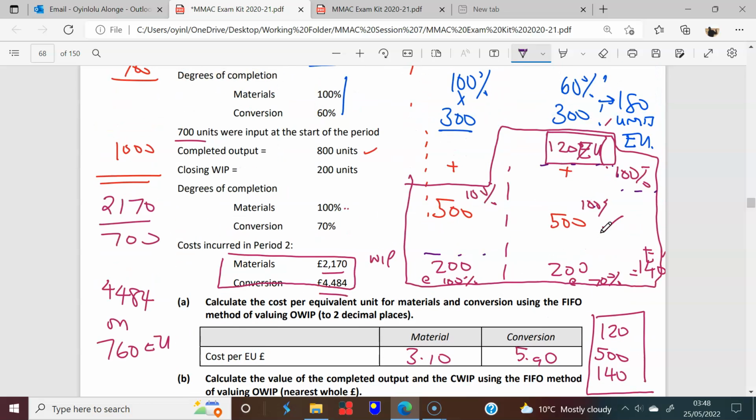So slightly different to the closing work in progress, but I mean, these are growth questions. You know, we come back to these. So there's no need to panic. Just come back again and again, and you get better and faster at them. Yeah. Okay. Great stuff.